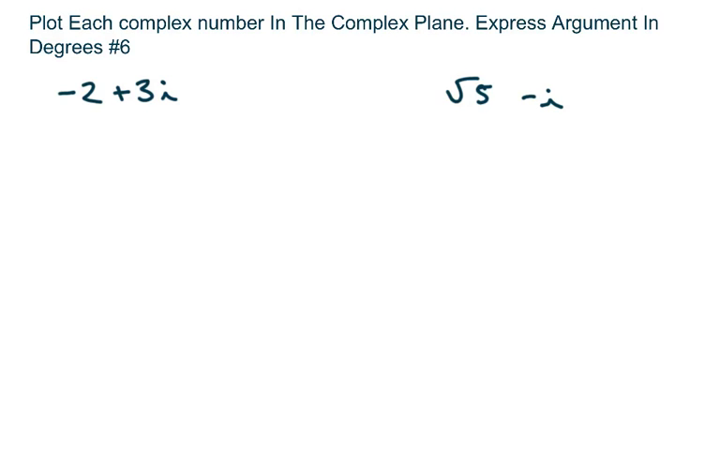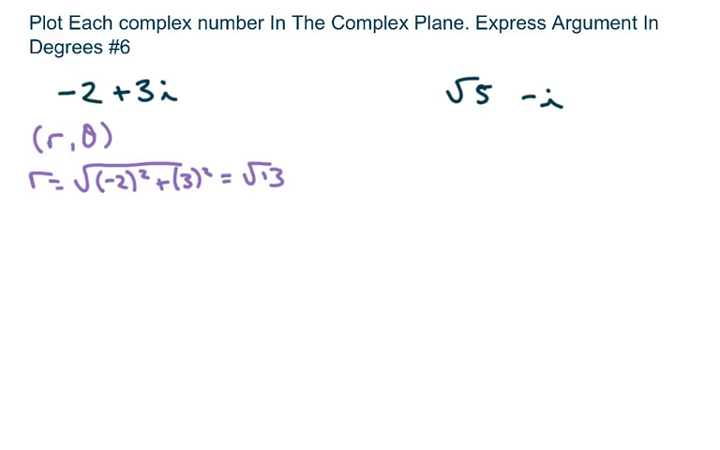And we need our polar coordinates. So r we get by square root of x squared plus y squared. And that's going to give us square root of 13. And our angle we get from tan, which will be negative 3 over 2.